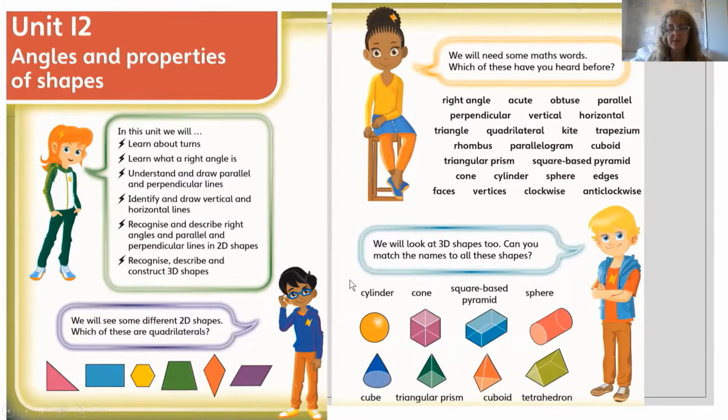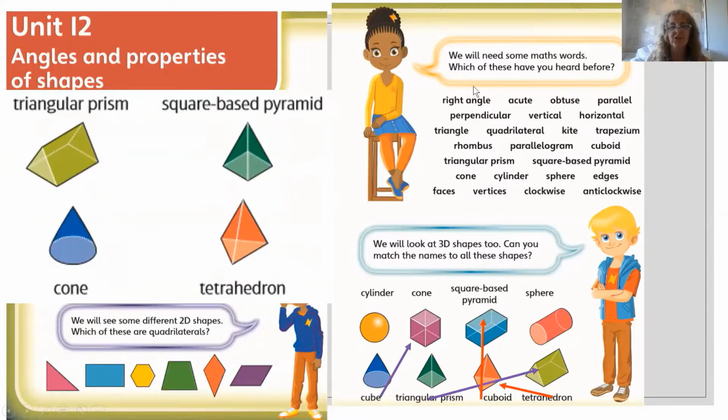Match the words. Cube. Triangular prism. Cuboid. What about my tetrahedron? There we are. How did you go on? Good? Yeah, lots and lots of different shapes there.